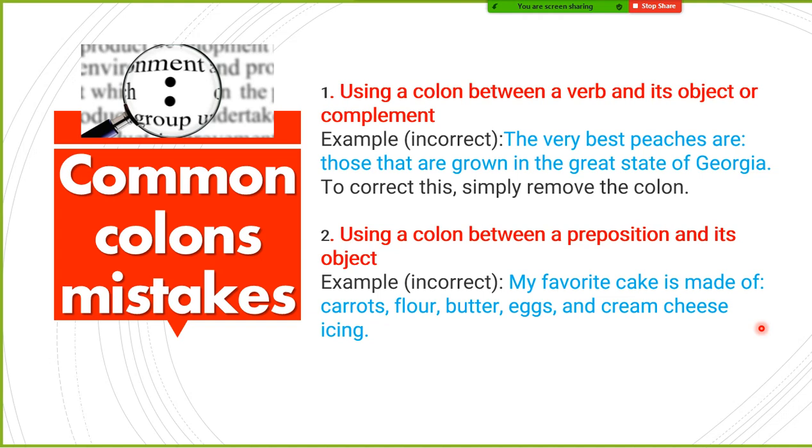My favorite cake includes a lot of ingredients. What do you think about this? This is my opinion. You can change it however you want. My favorite cake includes a lot of ingredients. I can stop here. This is a complete sentence. Suppose that I want to explain or give an example for my reader, so I can put a colon and start mentioning the ingredients: carrots, flour, butter, eggs, and the cream cheese icing. Noor.